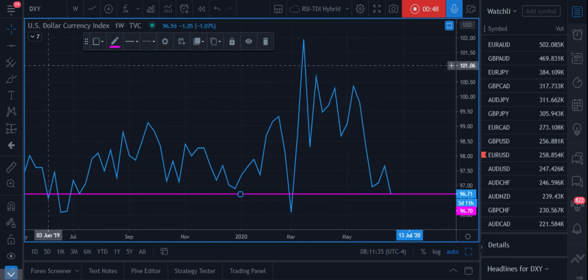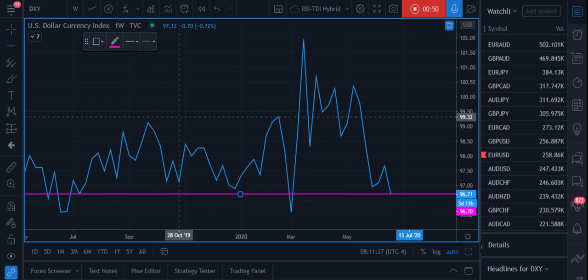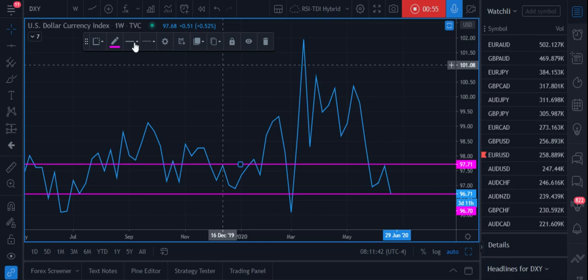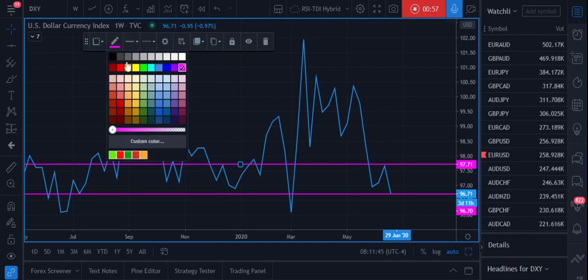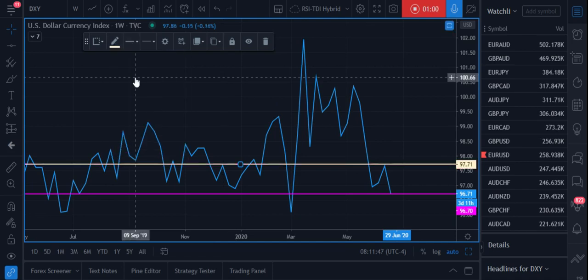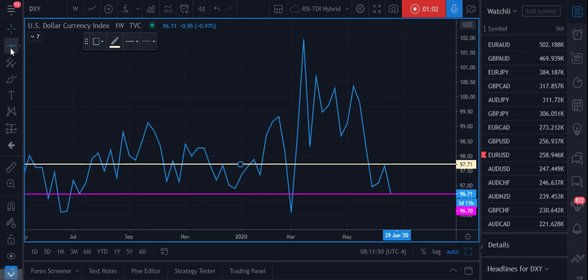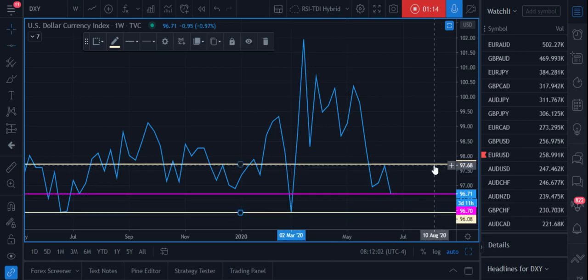Okay, so now I'm going to create another line, and I'm going to mark the most recent high for the week. I'm going to change it to white, and I'm going to mark the most recent low. So price is here, the most recent high is here, and if I follow where price is now, the most recent low is here. And that's it. I just marked support, which is down here, and resistance. The most recent high is resistance. The most recent low is support.